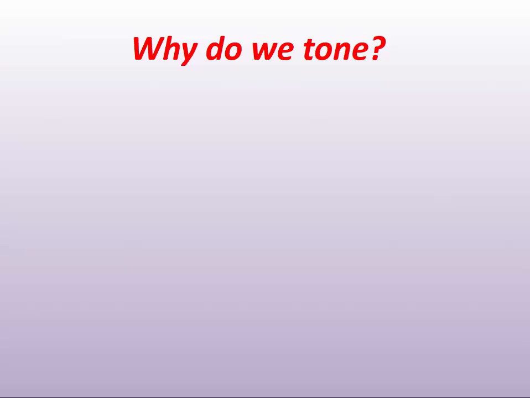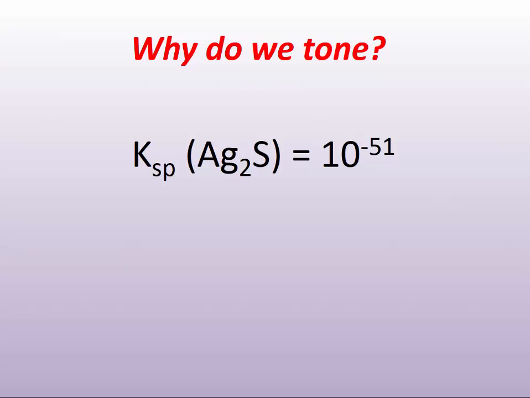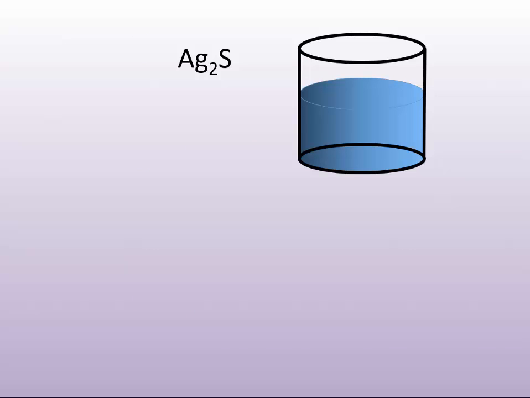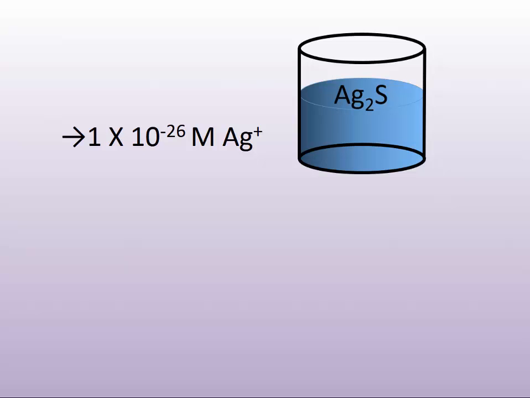Using KSP, I can illustrate another why in the photographic process. Why do we tone? The KSP for silver sulfide, as an example, is 10 to the minus 51. This is, again, over 25 factors of 10, even less soluble than the least soluble silver halide. What this says is that if you place silver sulfide in any kind of a water environment, the most you can achieve is about 1 times 10 to the minus 26 molar silver, practically insoluble.